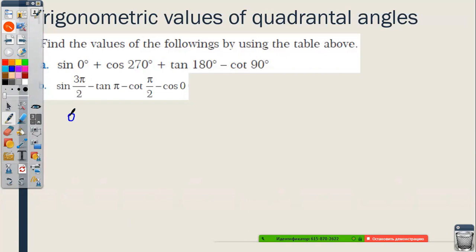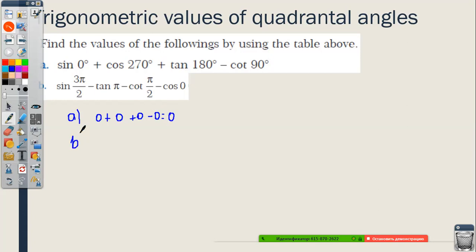Let's solve A1. Sine 0. What was the sine 0? Sine 0 was 0, yes? What about the cosine 270 degrees? It's third, but it was also 0. Tangent 180, it was also 0, yes? What about the cotangent 90 degrees? So it's also 0. So here, result is 0.